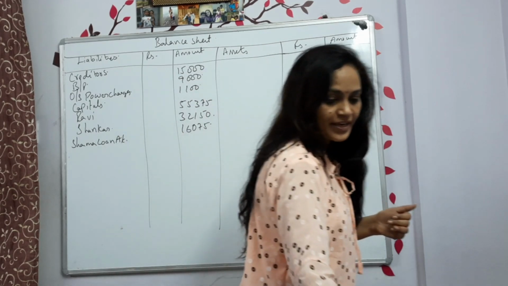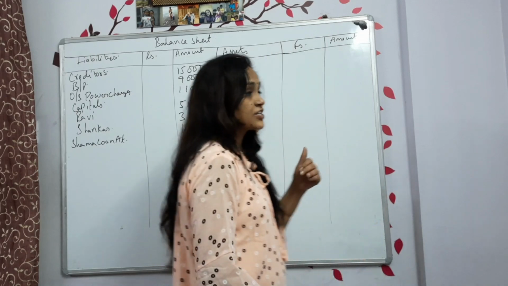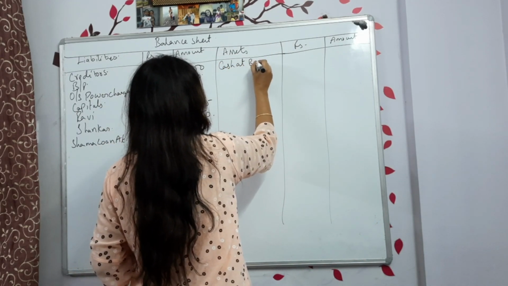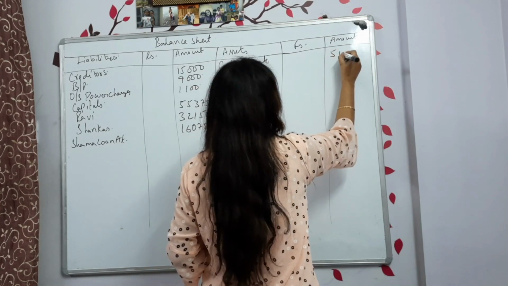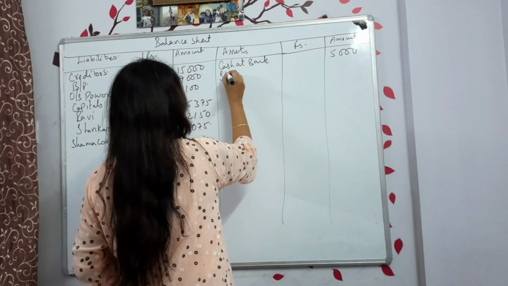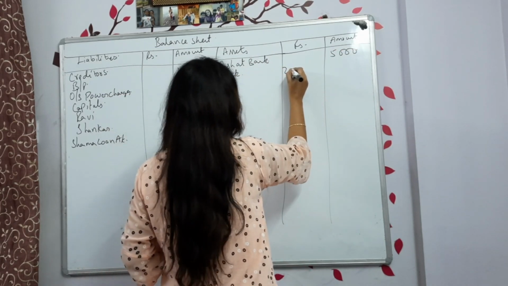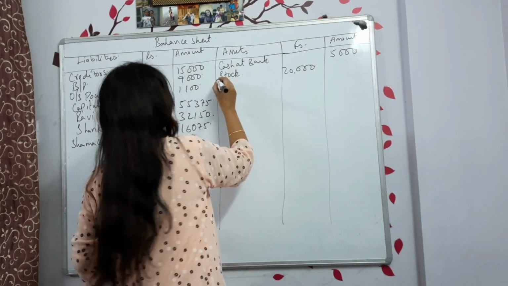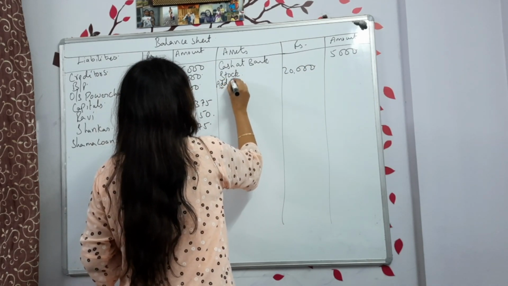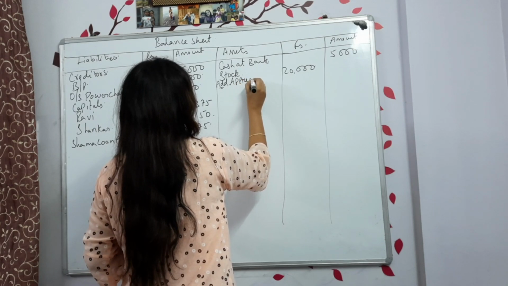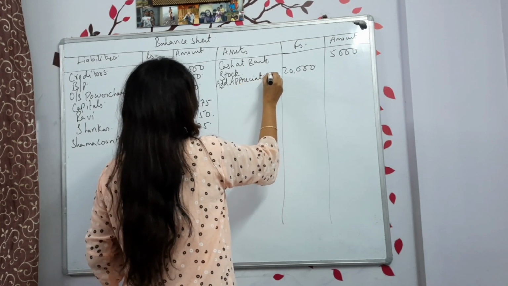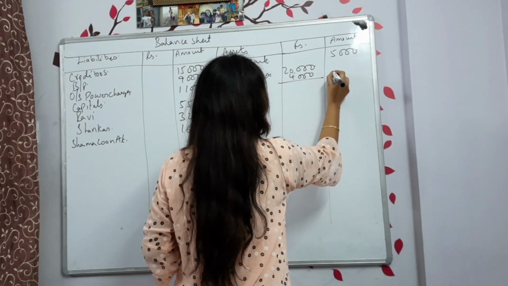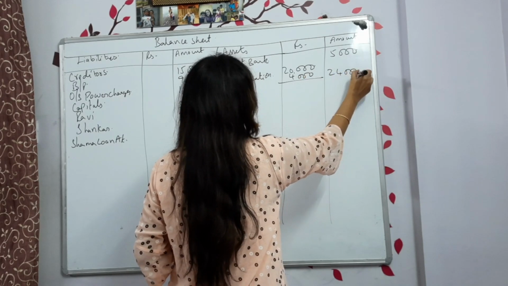What are the assets we have? First, cash at bank 5,000. Next, stock. It is 20,000. It has appreciated by 20%. So write down add appreciation. Already we calculated it in the revaluation account, so I am not calculating. It's 4,000. So you will get 24,000.